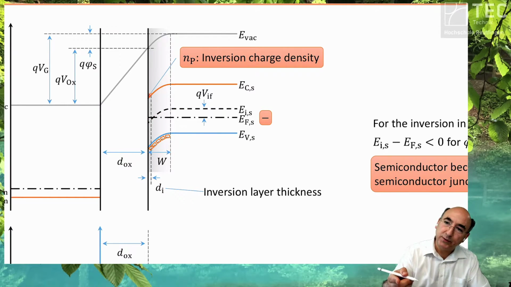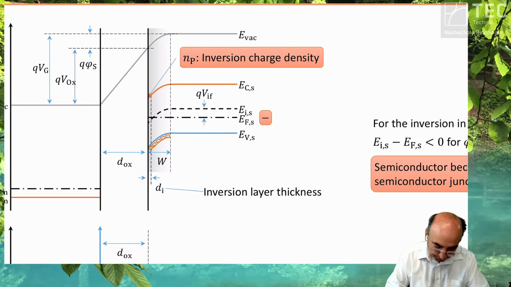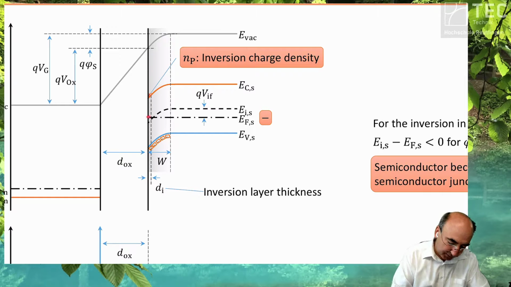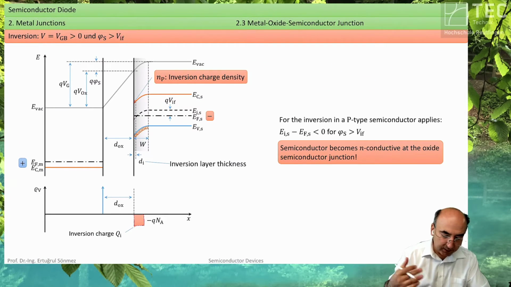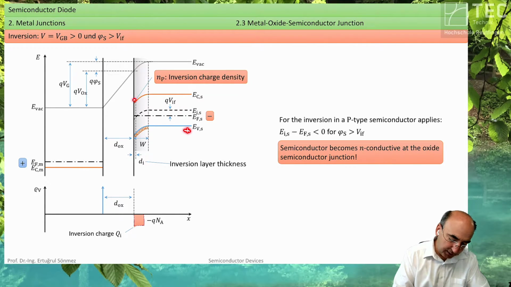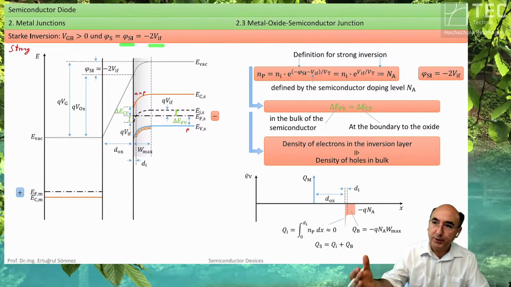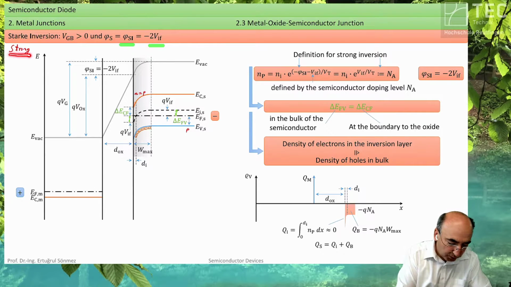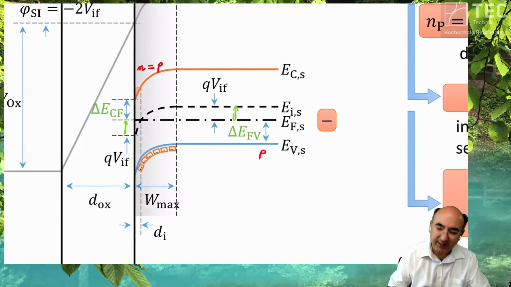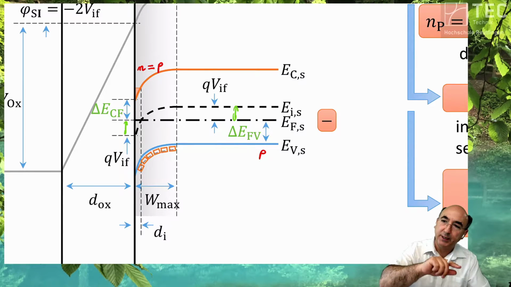And if you cross the Fermi level with the intrinsic level, then you have the Fermi level closer to the conduction band than to the valence band. So this condition starts to generate a so-called inversion layer. Inversion because here your free carriers are holes, and here at the interface the free carriers are electrons. And if you continue this bending, you have the strong inversion.